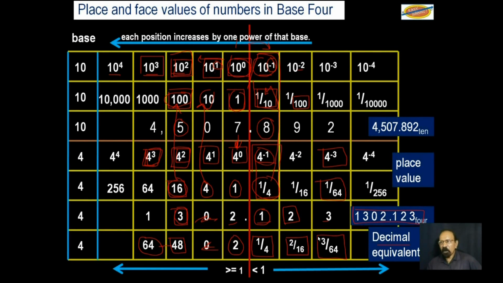If we were to add all of these, 64 plus 48 plus 2 plus a quarter plus 216 plus 3/64, we will get the decimal, the base 10 equivalent of this base 4 number.